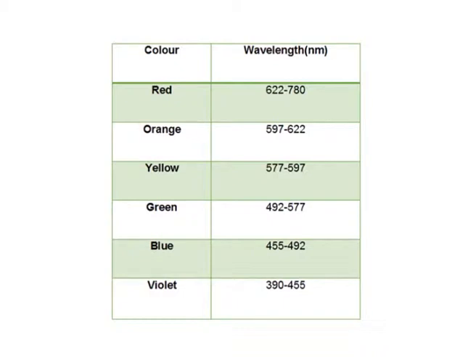The wavelength of various colors of the visible spectrum is given in the table below. That is the color and the wavelength. Red, 622 to 780 nanometers; orange, 597 to 622 nanometers; yellow, 577 to 597 nanometers; green, 492 to 577 nanometers; blue, 455 to 492 nanometers; and violet, 390 to 455 nanometers.